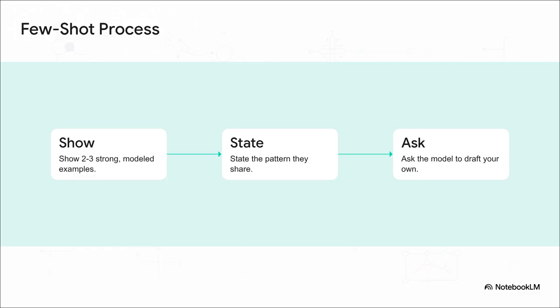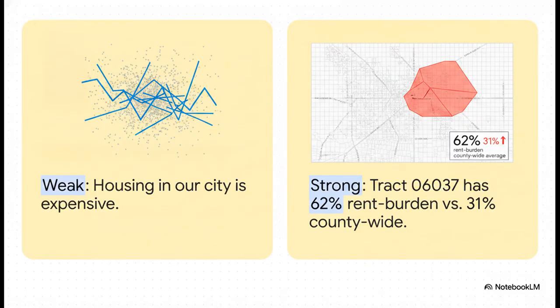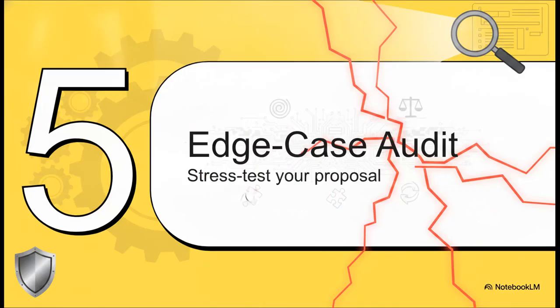If you skip this, the model is just going to lazily revert to the generic, often biased phrasing it absorbed from its training data. So, the crucial point is that what you feed the model becomes the exact pattern it copies. Feed it "housing is expensive," and you get garbage back. But feed it a highly specific rent burden rate mapped to a specific LA County census tract, and now the model learns your exact parameters. You absolutely have to demand specificity by demonstrating it first.